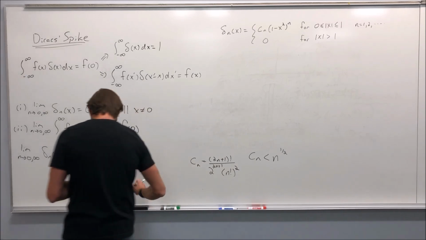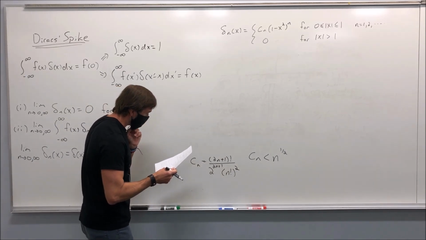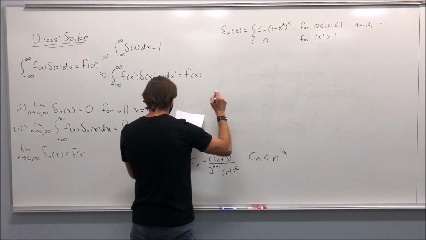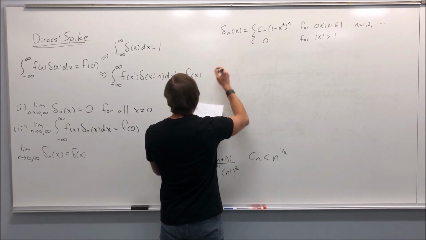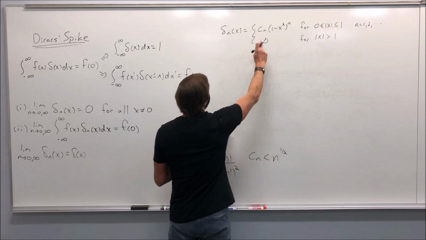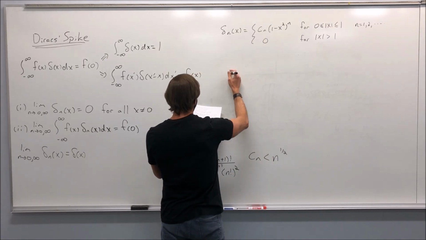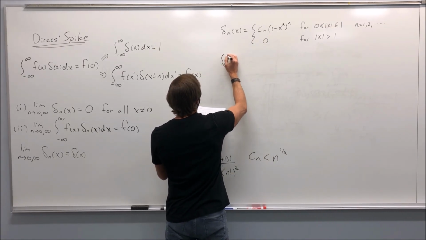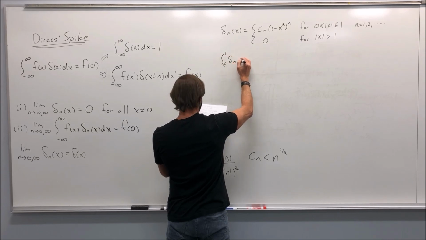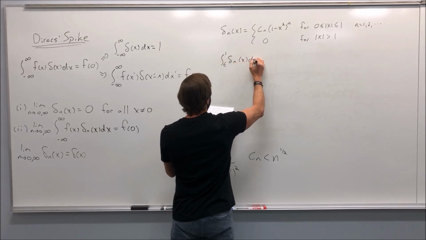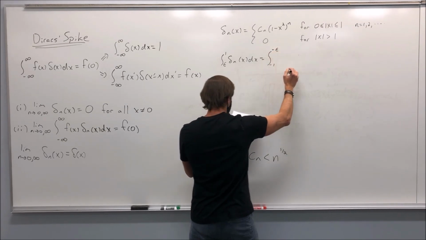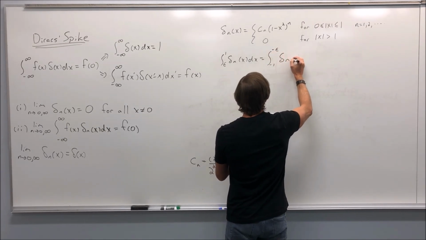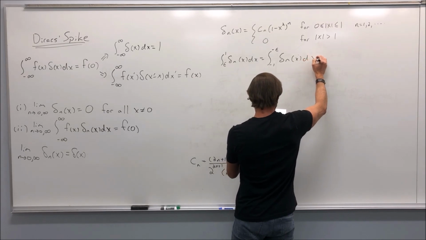Now, consider, since delta nx is an even function, okay, this is even, x goes to minus x gives you the same thing, then the integral from epsilon to 1 of delta nx dx is the same as the integral from minus 1 to minus epsilon of delta nx dx.